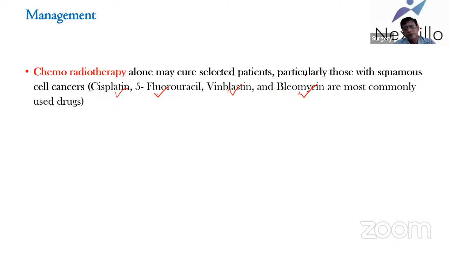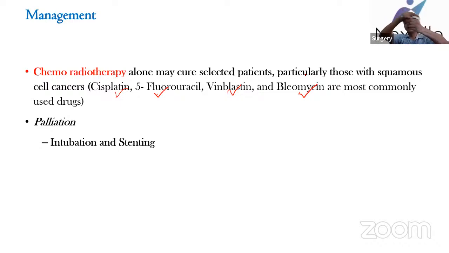If the cancer is beyond these, then we have to palliate the patient. For the palliation, we can go in with stenting, intubate the patient, and along with that, with the help of an endoscope, insert a stent in the esophagus so that the food bypasses the area and passes down into the stomach. Intubation and stenting is the palliation.